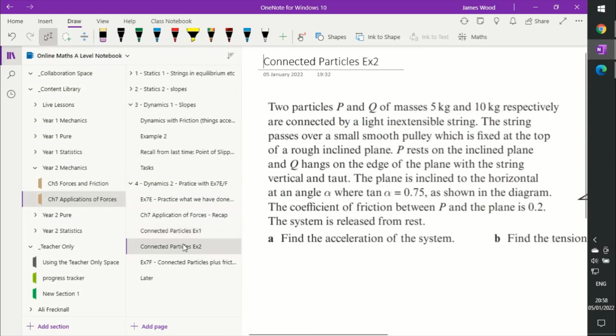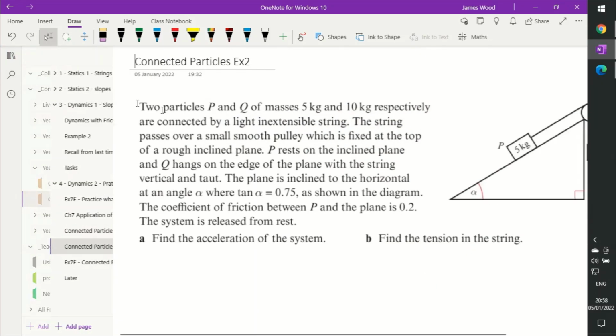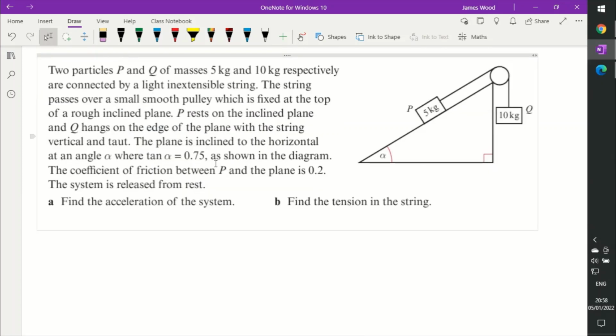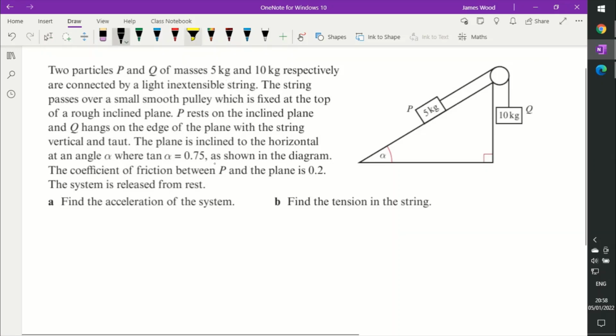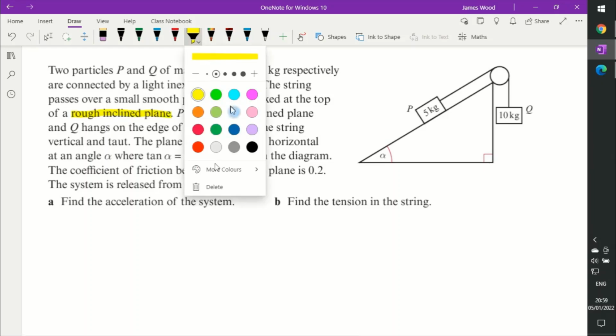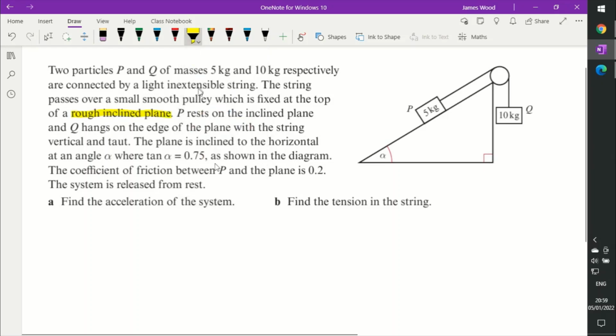Okay. Let's have a look at another example. So here we've got a similar kind of setup. We've got a slope with two particles. This time we have got a rough inclined plane, so that makes things a little bit more complicated. We've got to take friction into account. It's just basically describing the diagram for most of it.